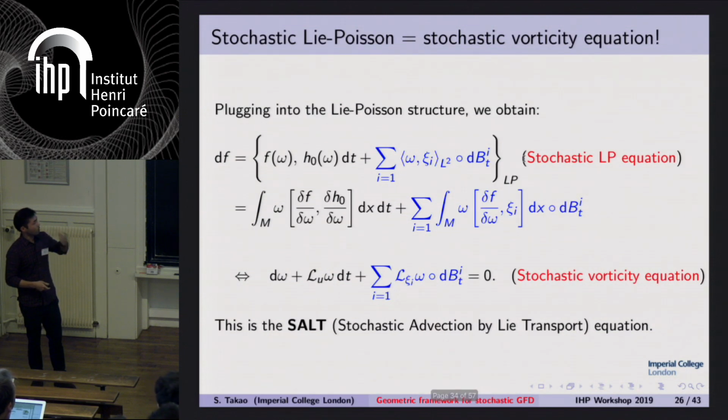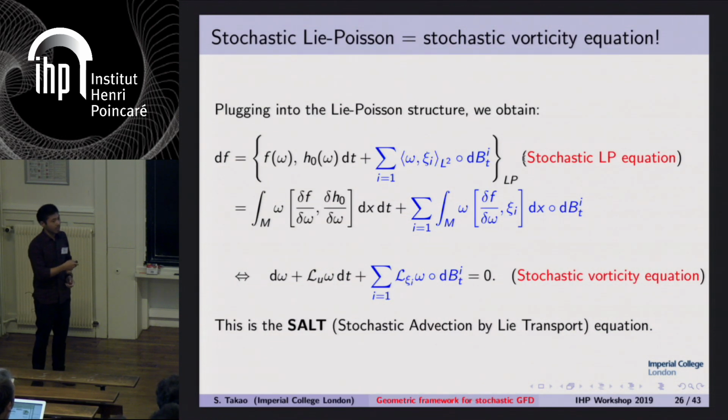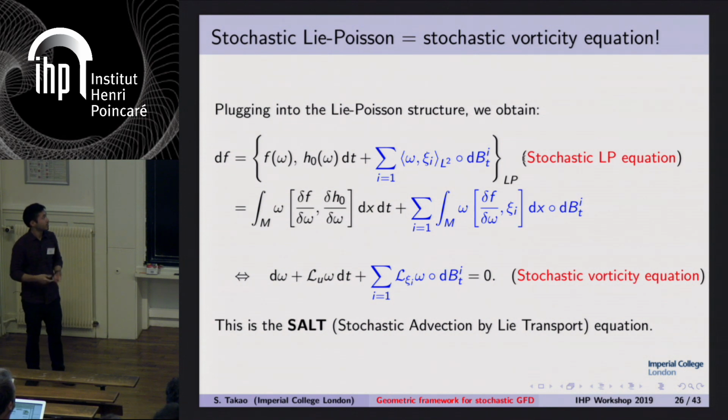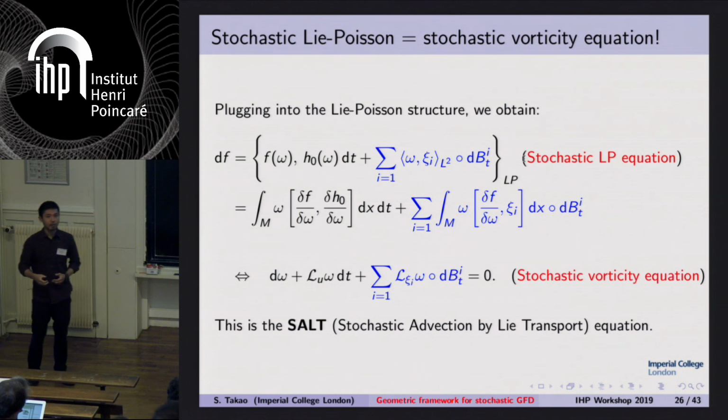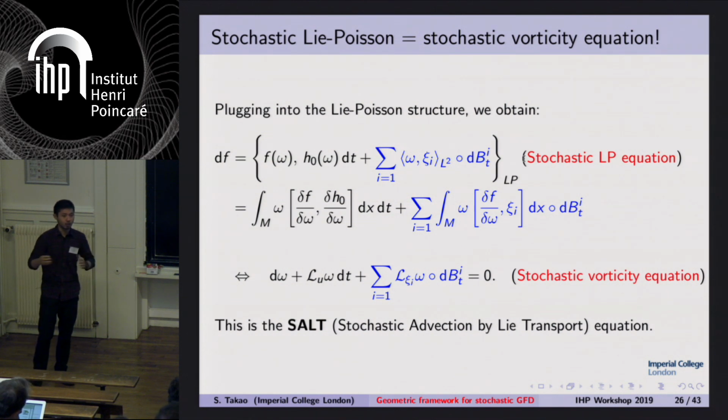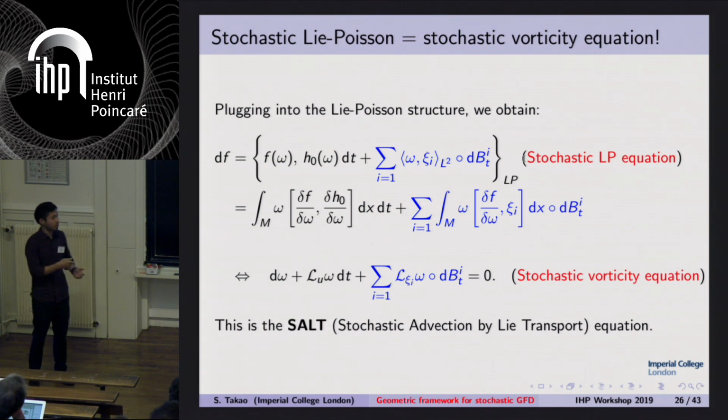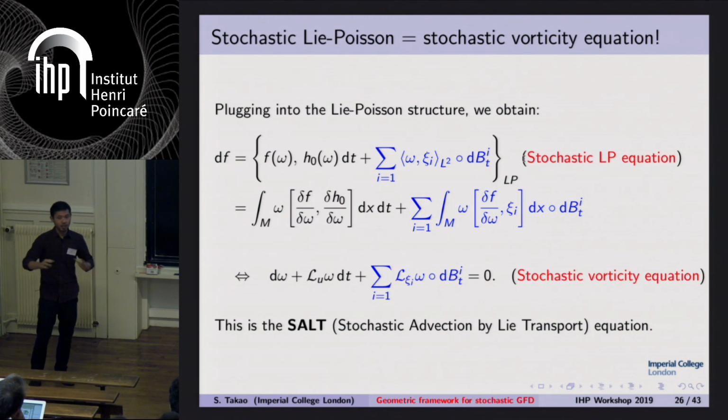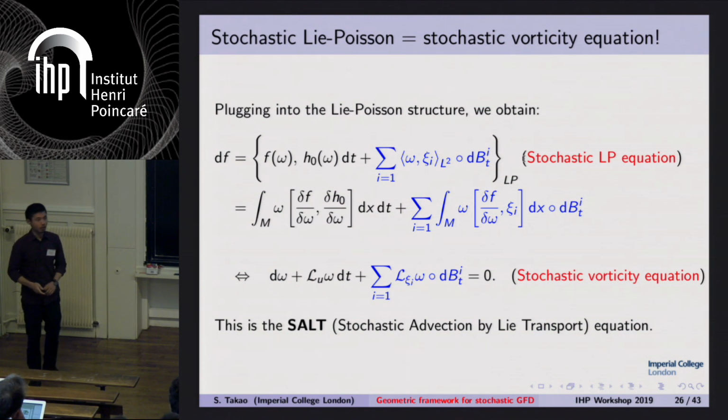So we call this the SALT equations, which is short for stochastic advection by Lie transport, because you can interpret this as the vorticity field omega being advected along a stochastic velocity field, which is u, and then the psi dB. So you have the omega being advected along a stochastic velocity.